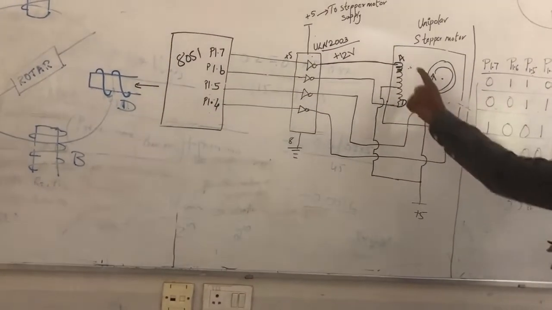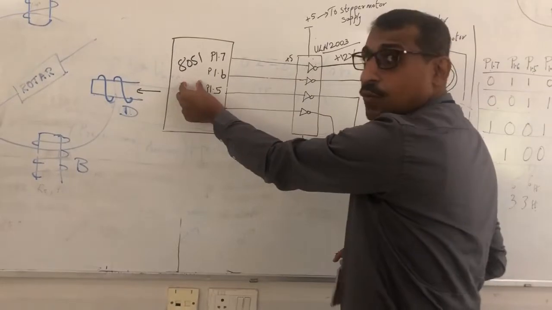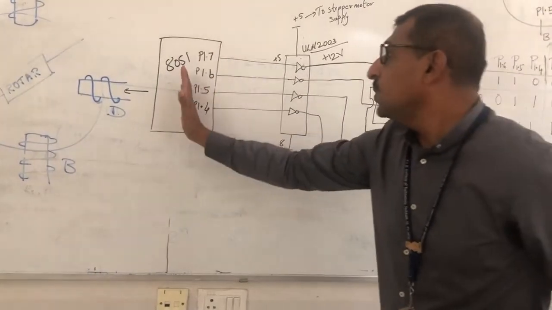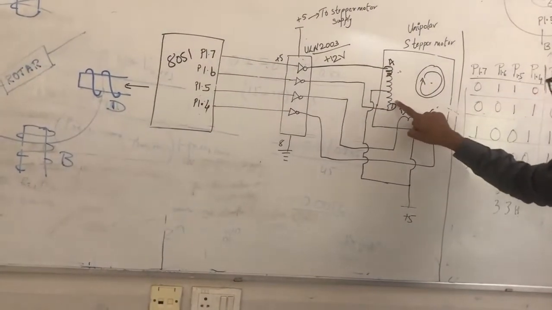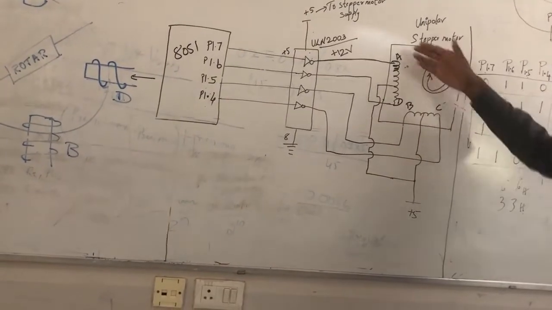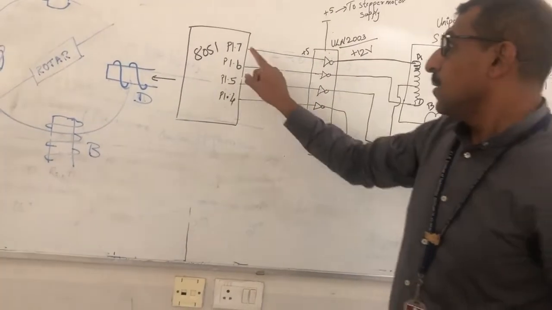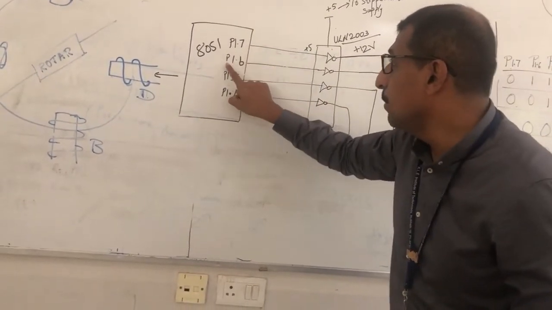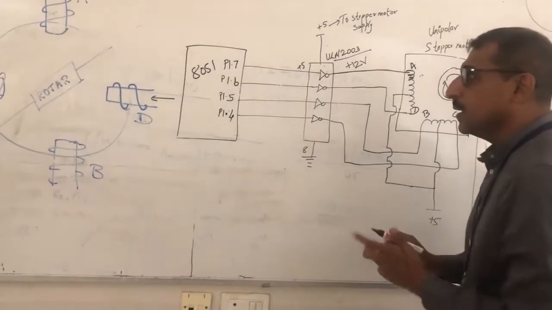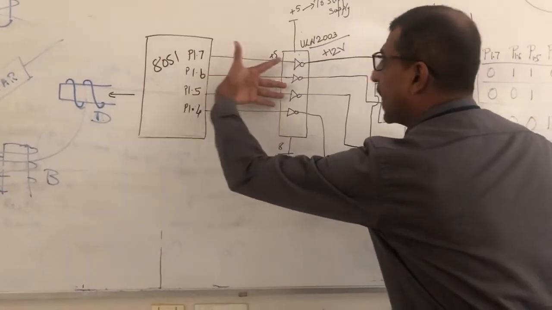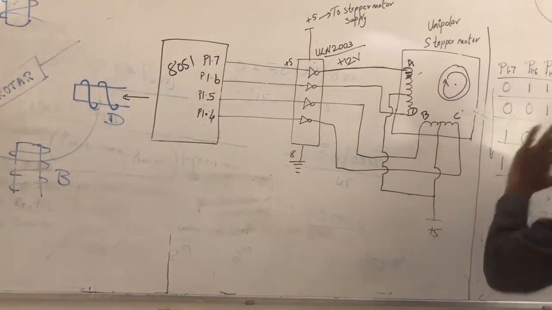So in total, you have 4 stators which are connected to 8051. Through the values that we send from 8051, we are energizing or de-energizing these 4 stators, A, B, C, D, right? In this particular interface, you can see that it is port 1, P1.7, P1.6, P1.5 and P1.4. 4 bits of port 1 are connected to send the data directly to stators A, B, C, D, right?